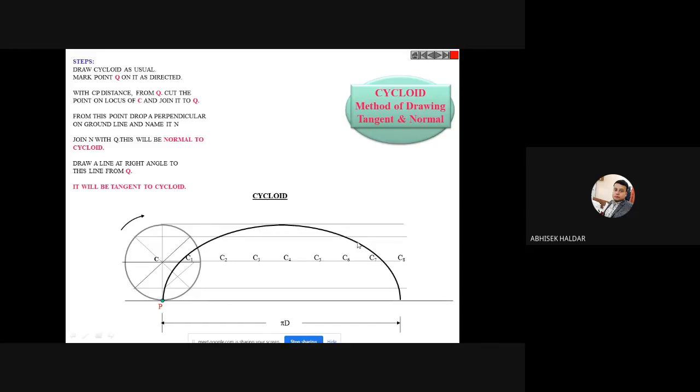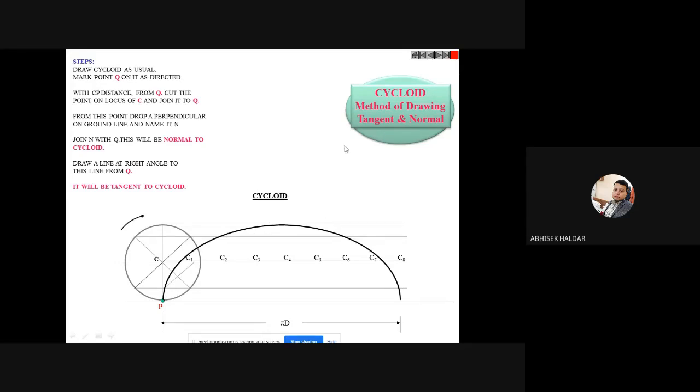So this curve traced by this point is known as the cycloid, when my circle is rolling on a straight path. That is the important thing: rolling on a straight path without slipping. Okay, so that was the definition of the cycloid. And you are already aware of the steps for how to draw this cycloid.